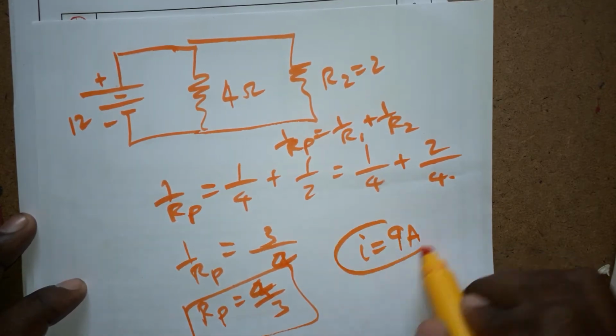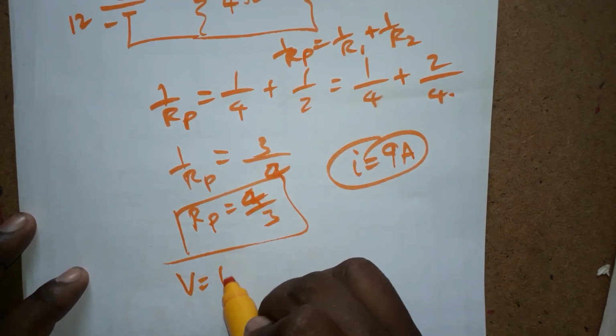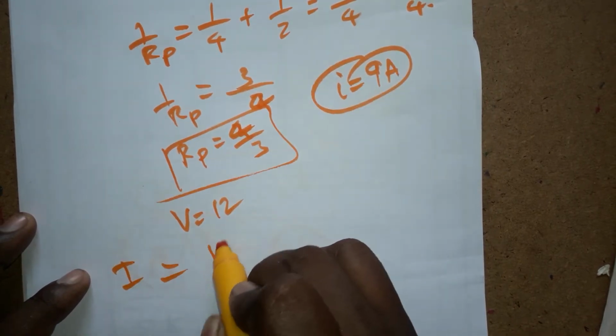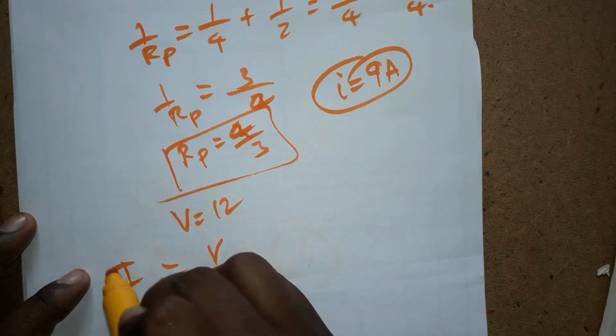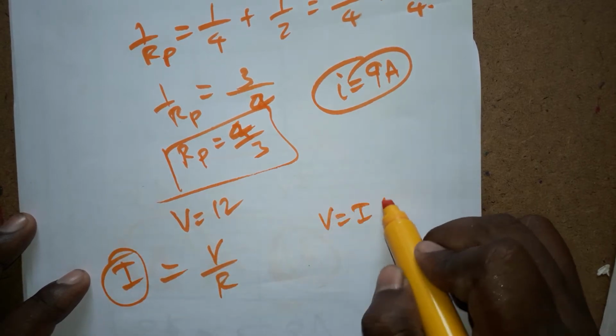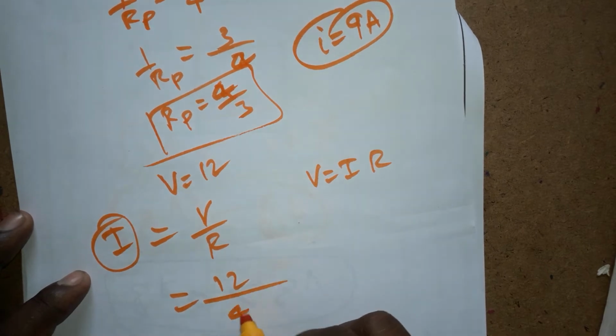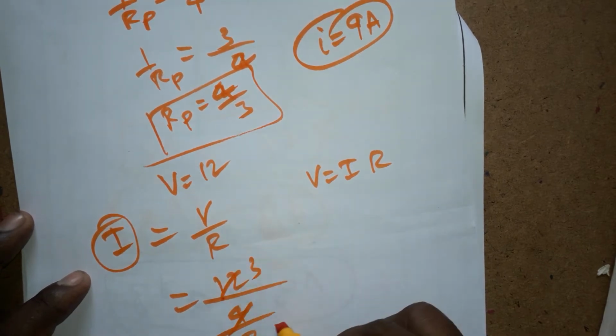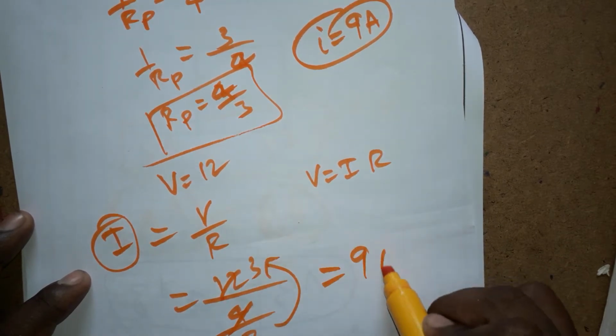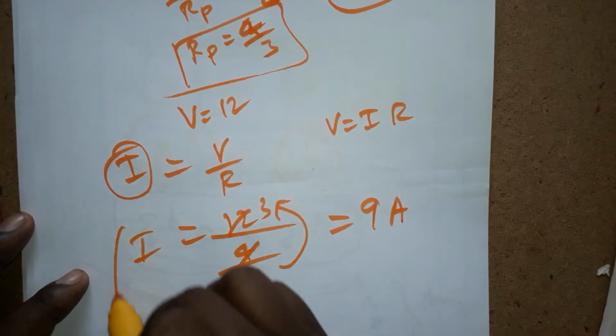So current has to flow 9 ampere. Voltage is 12 volt. Current is equal to V by R. According to Ohm's law, V is equal to IR, so I is equal to V by R. Here V is 12 and R is 4 by 3. So this is going to be 3, and taking the numerator, we get 9 ampere. So current is flowing as 9 ampere.